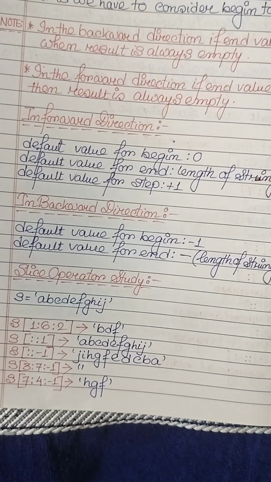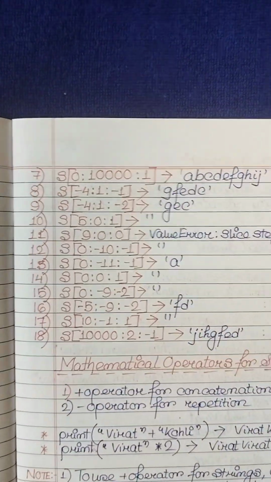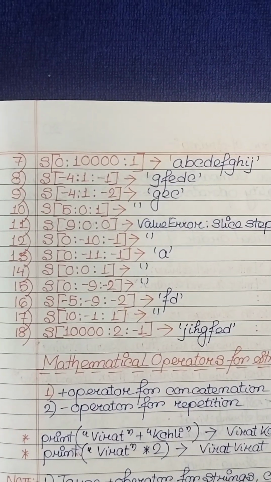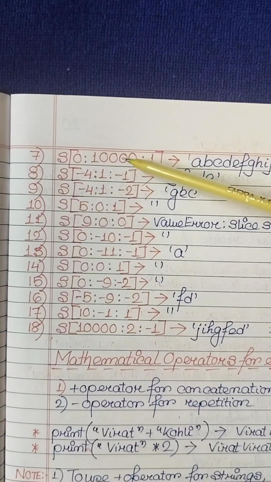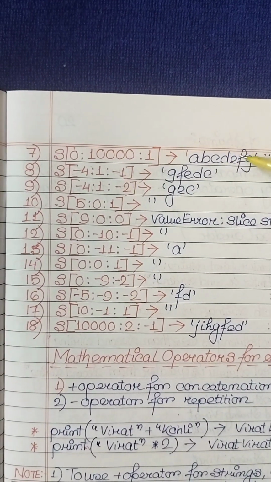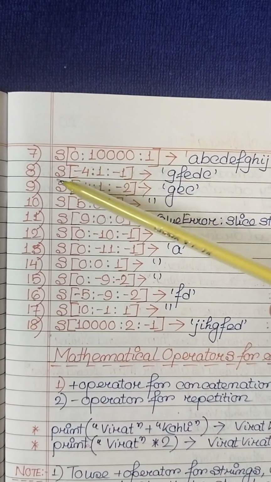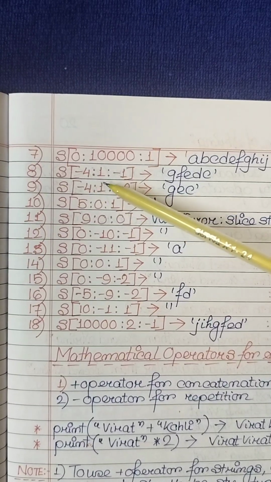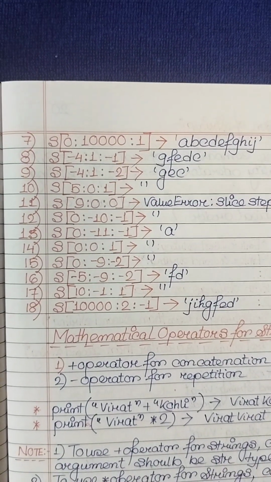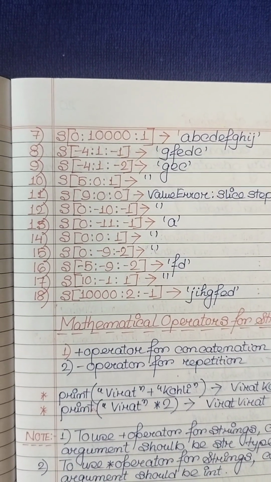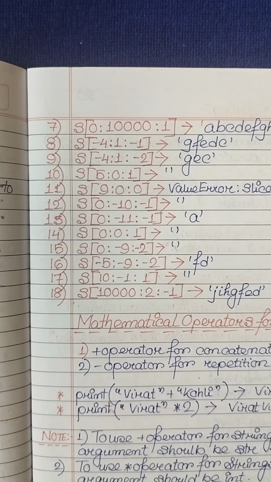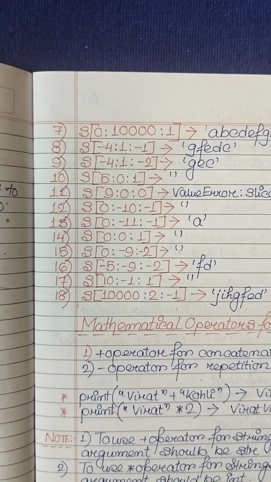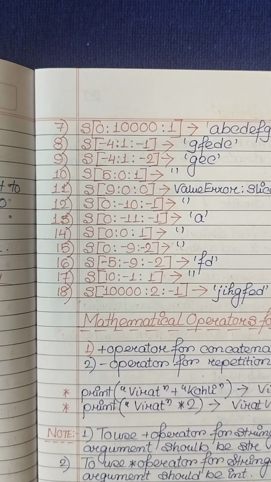So another example on the slice operator. S is A, B, C, D, E, F, G, H. If the begin value is minus 4 and the end value is 1 and the step value is minus 1, the output is G, F, E, D, C.